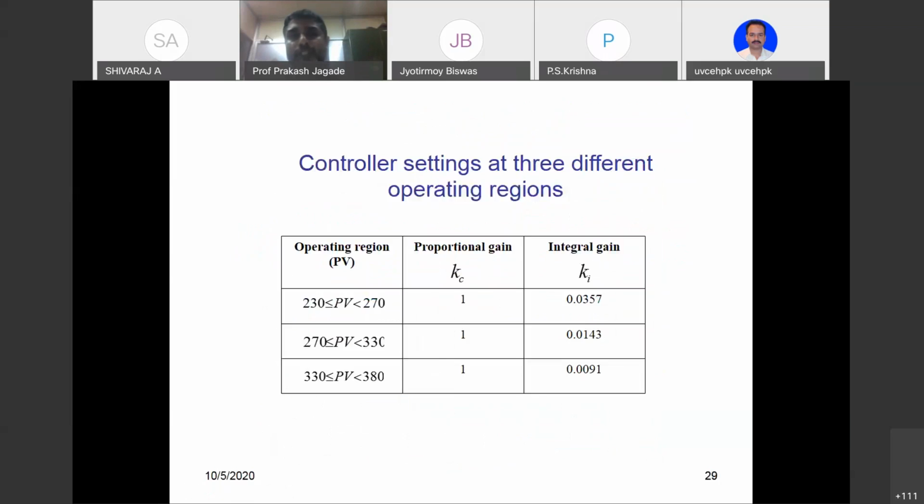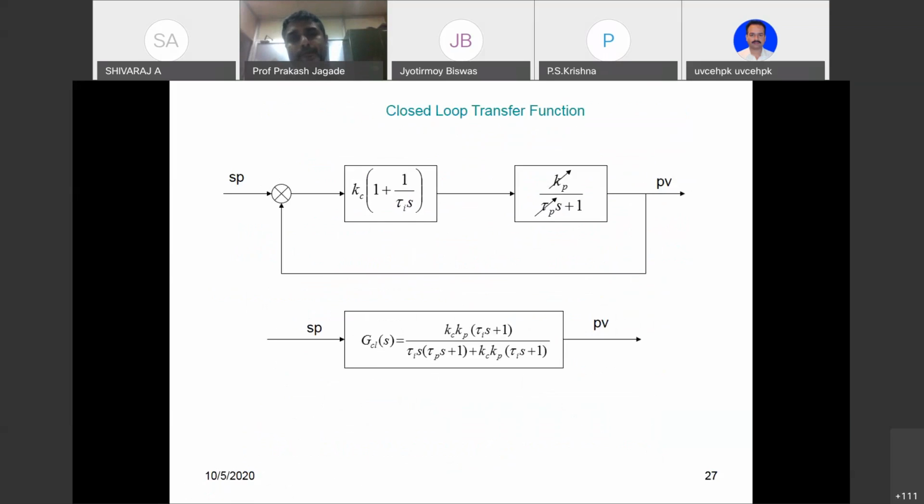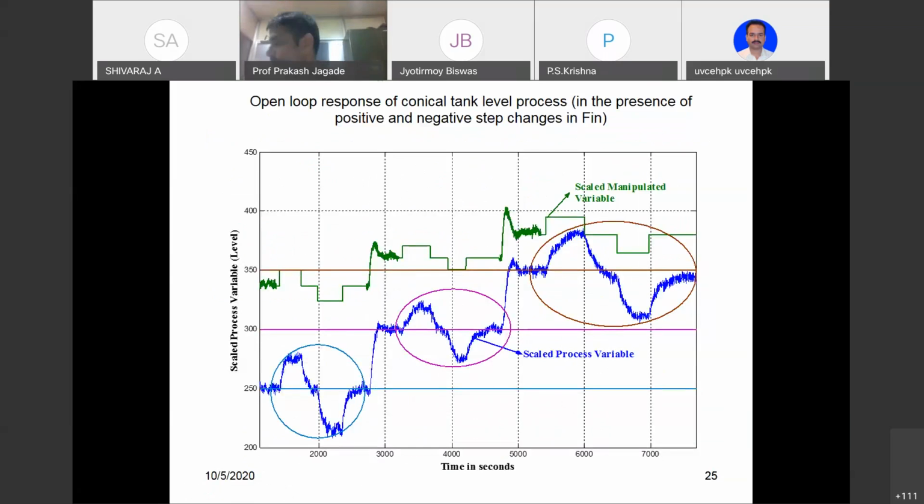Any specific doubt with respect to this part, that is experimental validation of a PID controller, or validation of a PID controller scheme? Yeah, participants can raise the question.